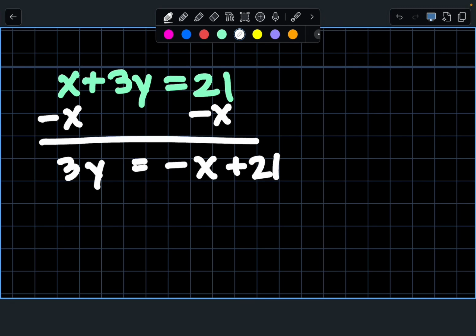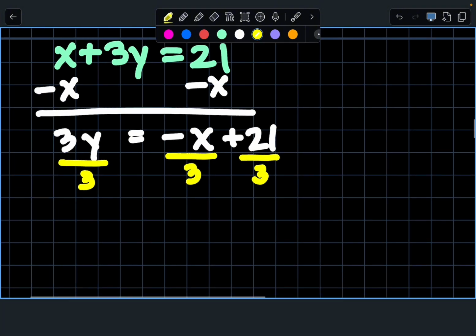Okay. What will the final step be to get y by itself? If I have 3y equals negative x plus 21, the final step should be to do what? To divide by 3. Very good. So we're going to divide both sides by 3. When you divide the right side by 3, you're dividing every single term by 3. So you're dividing the negative x by 3, and you're dividing 21 by 3. Okay? And it's going to give you the following.